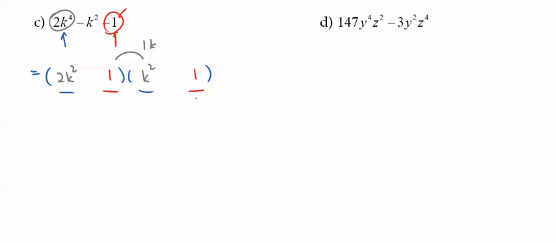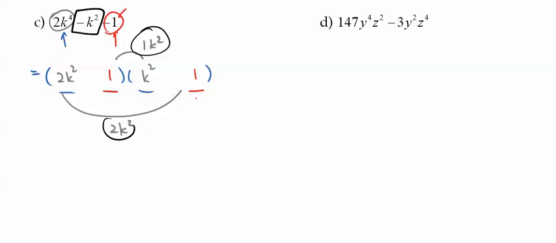This gives us 1k squared, and those two will give us 2k squared. How do I come up with minus k squared using this and that? Would it be 2k squared minus 1k squared, or would it be 1k squared minus 2k squared? Yep, 1k squared minus 2k squared. And if this will give us a plus, the plus goes here, and the minus goes there.